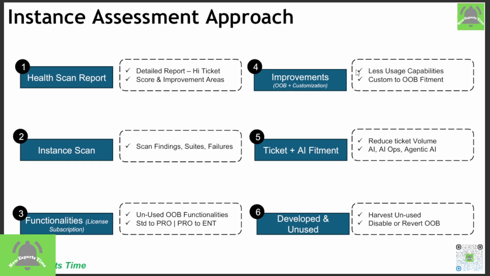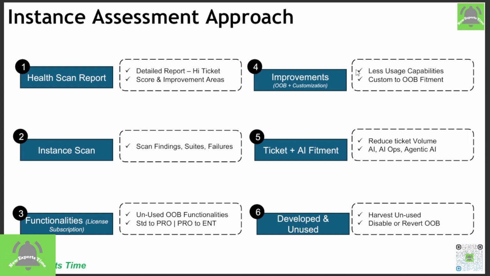That out-of-box capability will vary. Capability means functionality-oriented capability I'm talking about. That will vary based on your license subscription. So you just check the license-related items so that you get an idea. Number one.